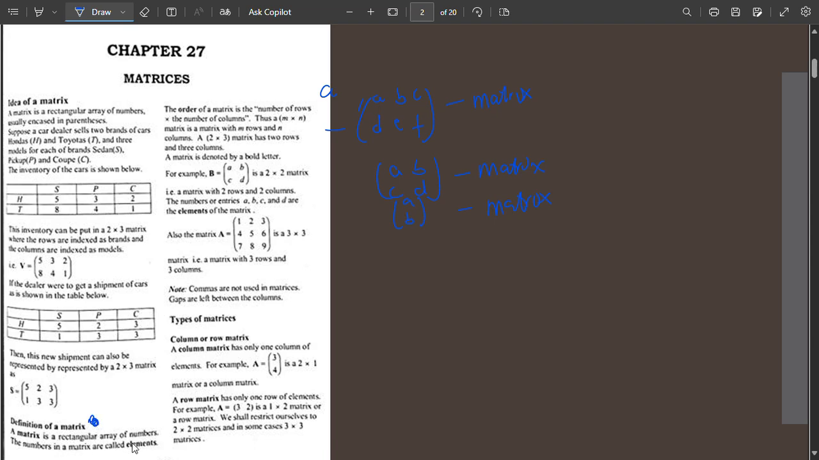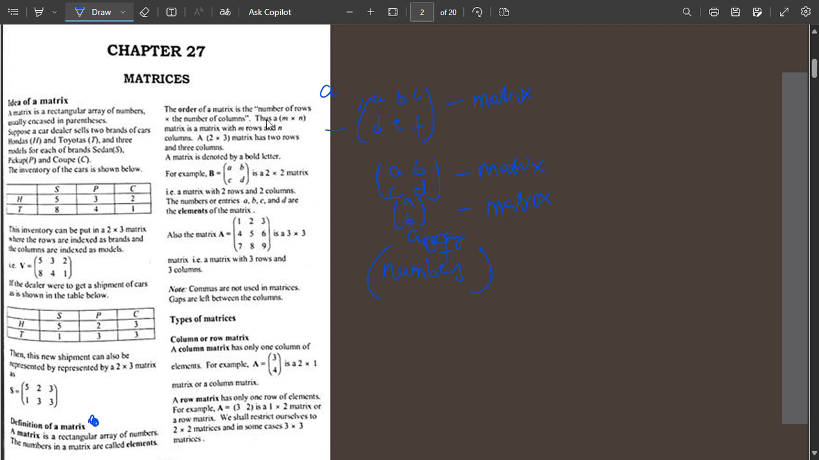A matrix is a rectangular array of numbers. The numbers in the matrix are called elements, right? So we just have a rectangular array of numbers, and the numbers in there are called elements. So when we come up here, A, B, C, D, E, F, they are the elements.